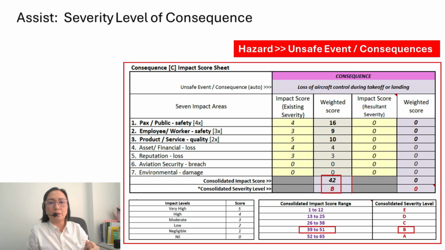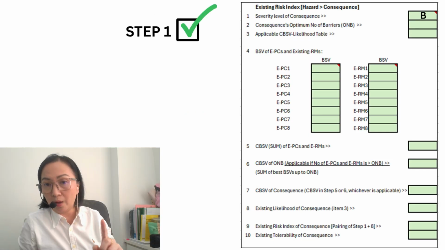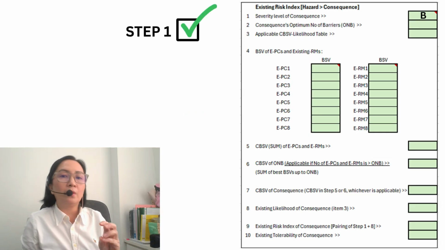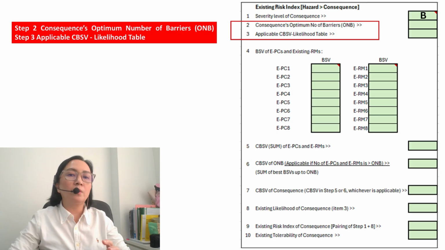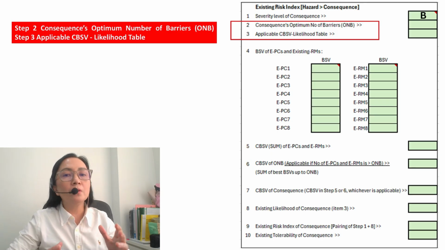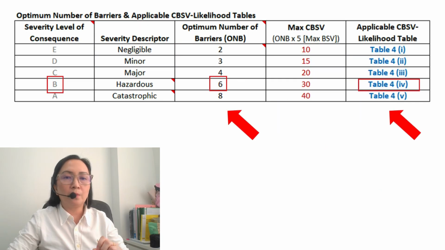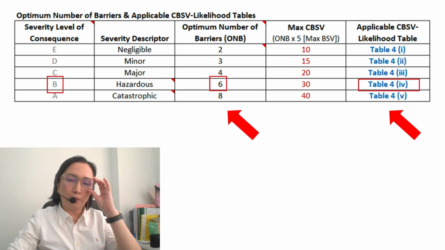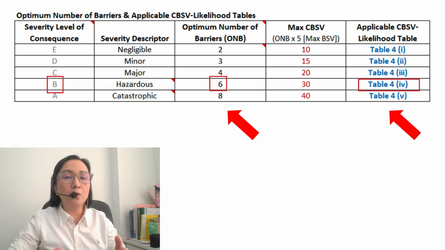Now we already got the answer to step 1, severity level of consequences. Step 2, consequences optimum number of barriers, and step 3, applicable CBSV likelihood table. To answer these two, check out the optimum number of barriers and applicable CBSV likelihood table here. For severity level of B, optimum number of barriers, OBN, is 6 and applicable CBSV likelihood table will be 4IV.